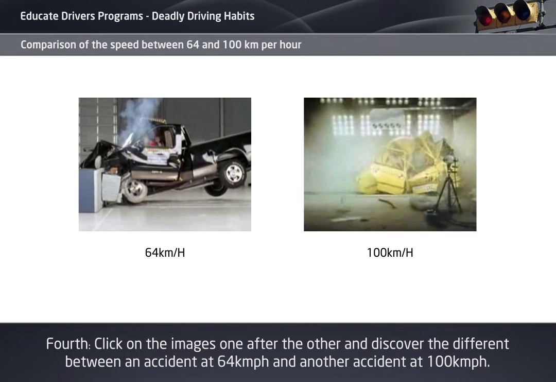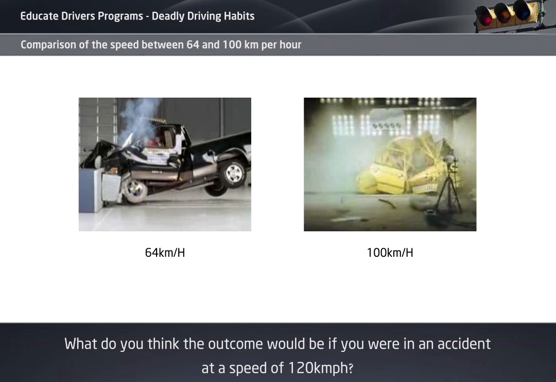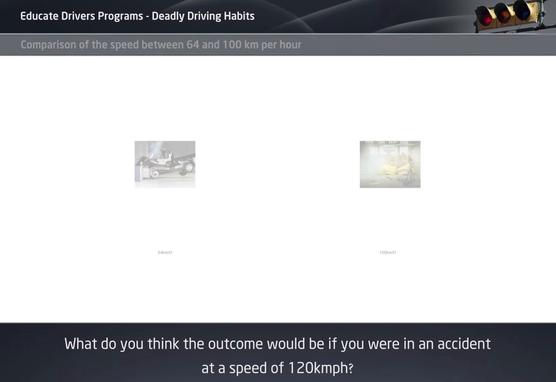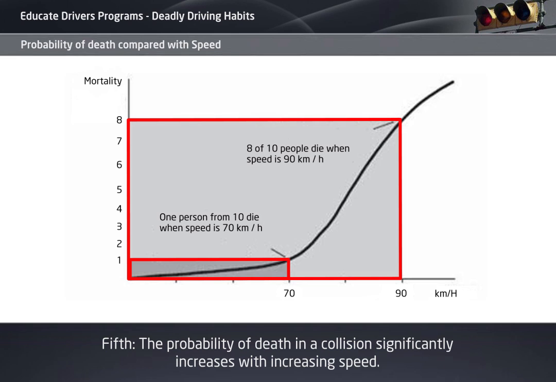Fourth, click on the images one after the other and discover the difference between an accident at 64 km per hour and another accident at 100 km per hour. What do you think the outcome would be if you were in an accident at a speed of 120 km per hour? Fifth, the probability of death in a collision significantly increases with increasing speed.